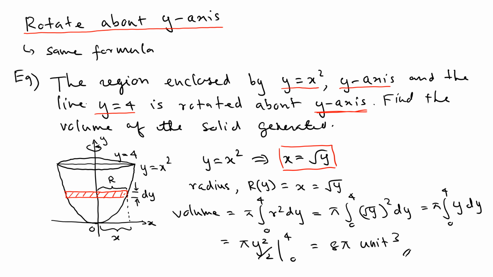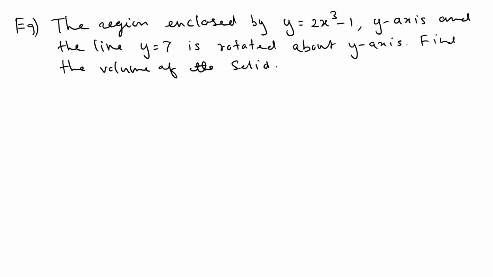So let's look at another problem, a slightly different one. It's a little complicated. So how about this one? The region enclosed by y equals 2x cubed minus 1, the y-axis, and the line y equals 7. So those are three important pieces of information. That region is rotated about the y-axis.